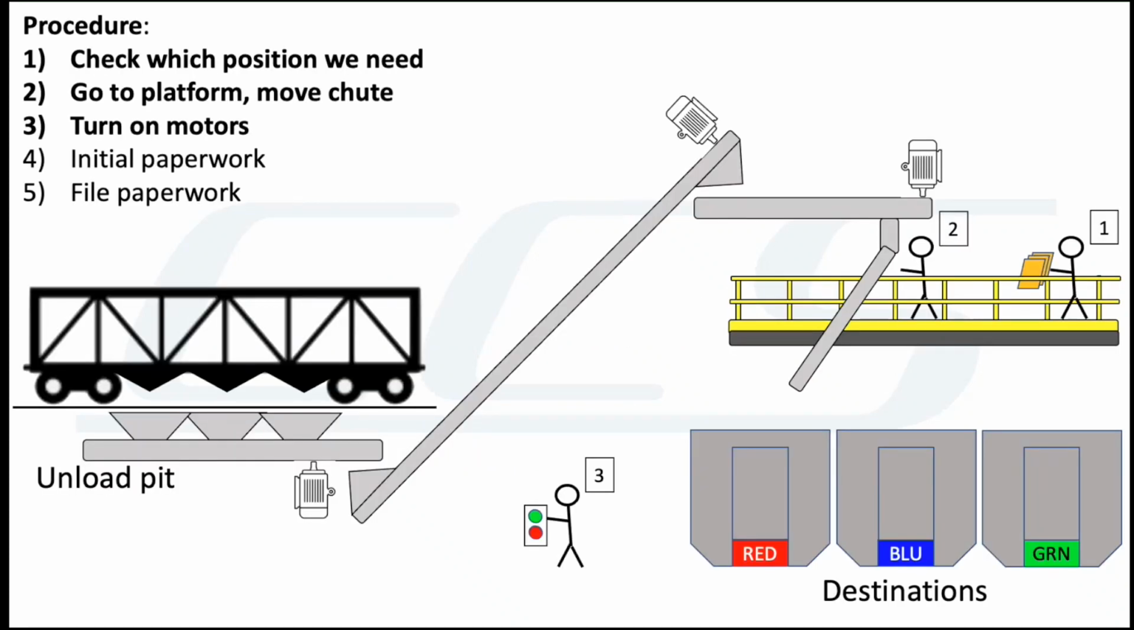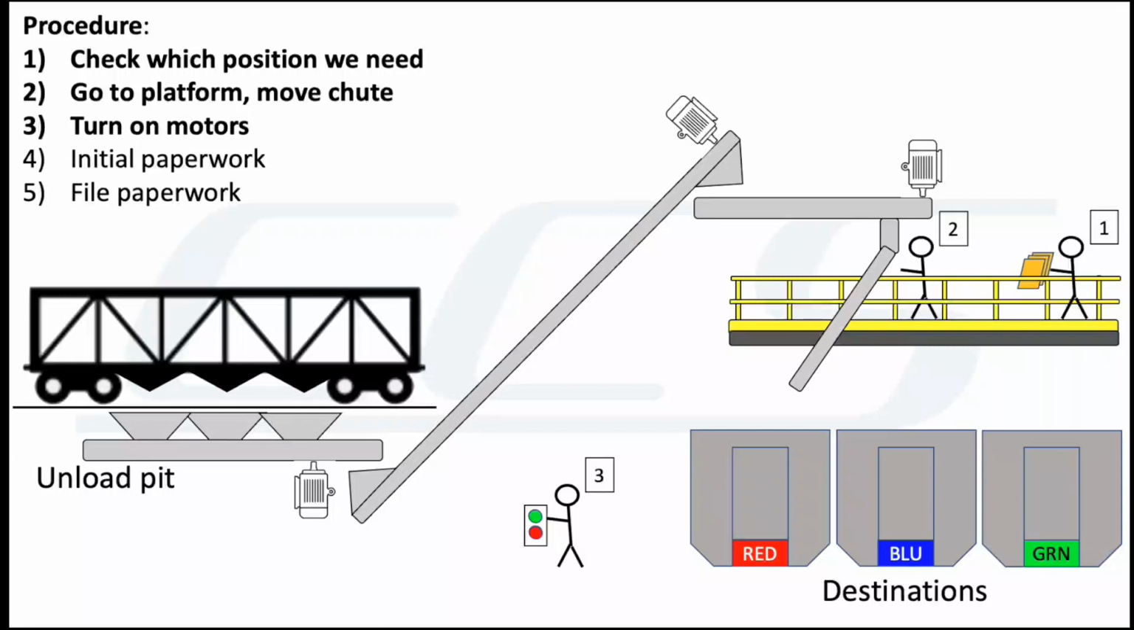The first thing we could have is a manual chute. Let's go back to our example. We don't have any automation, any limit switches, anything like that. So we just know that in our procedure, step one, check the clipboard. What position do we need the chute to be in? Step two, go to the platform and move the chute. In this case, it's in the red position. Maybe it needs to be in the blue position. Step three is turn on the motors. Maybe there's a button on the floor, a start-stop button, something like that. And we would just turn on the motors once we're sure that everything's ready.